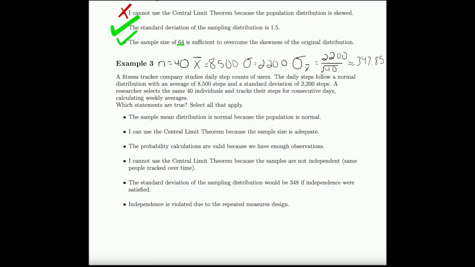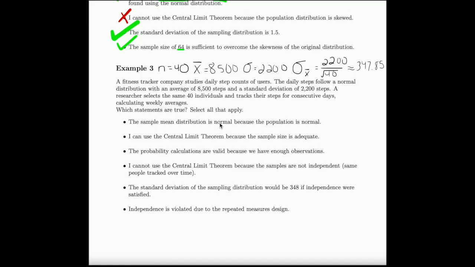All right, looking at example 3, we have a fitness tracker company studies daily step counts of users. The daily steps follow a normal distribution with an average of 8,500 steps and a standard deviation of 2,200 steps. A researcher selects the same 40 individuals and tracks their steps for consecutive days, calculating weekly averages. So first, let's take a look at if we can use the central limit theorem here.